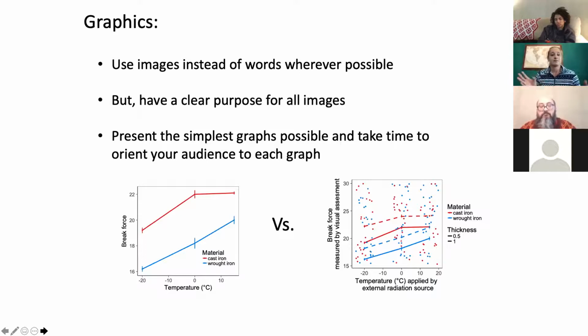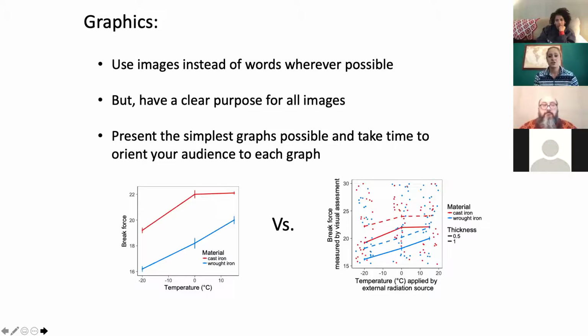And then present simple graphs and orient your audience to your graphs. So on that last presentation, I had a graph at the end, but I didn't tell you anything about the graph. I didn't explain how that graph related to anything else I talked about. It was just there. But make sure that you're orienting people to your graphs. This is exactly like Will said, and that you're using simple graphs.